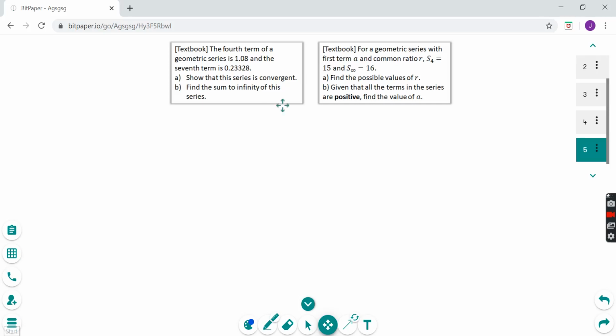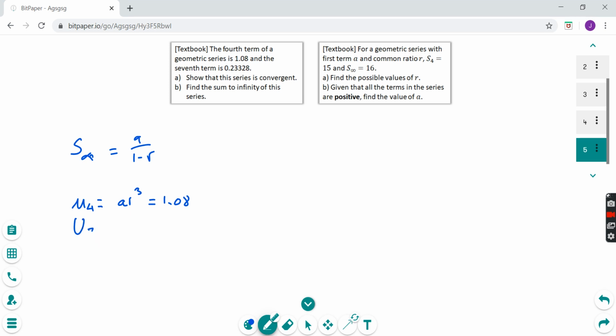Some questions now with infinite series. So reminder, the formula is sum to infinity equals a over 1 minus r. We looked at that in the last video. So the fourth term, not the sum, but the fourth term of a geometric series is 1.08. So that is ar cubed, which is 1.08.